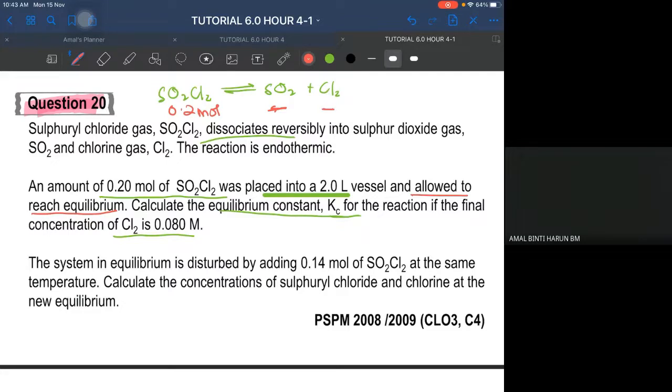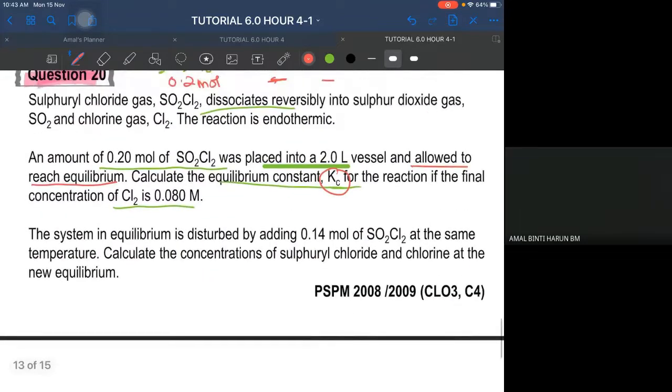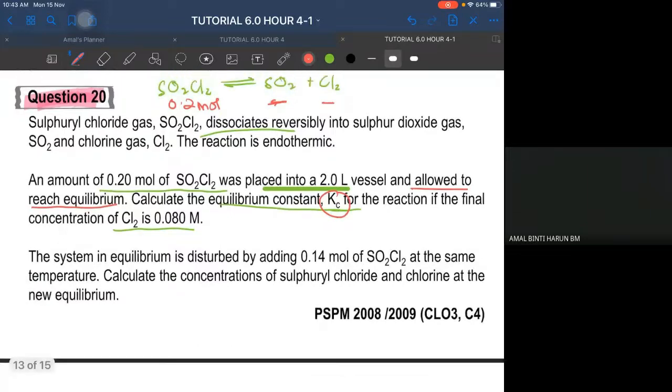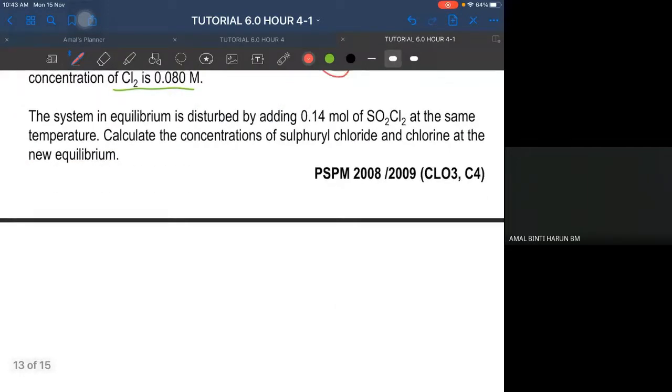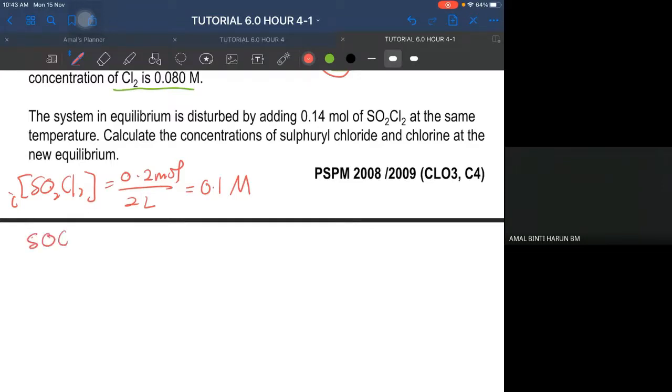Okay. So bila kita nak cari Kc, kita substitute concentration. Then we need to have an initial concentration. So initial concentration SO2Cl2 is the number of mole, 0.2 mole divided by 2 liter vessel is 0.1 molar. So kita pun buat ICE table.